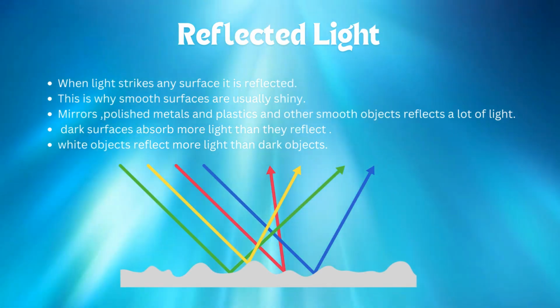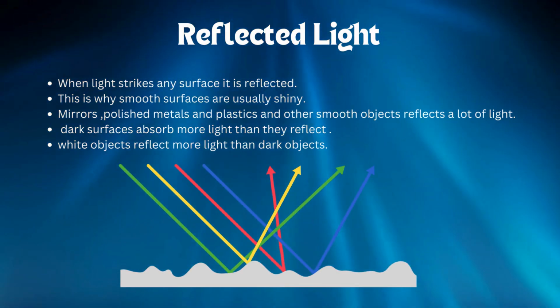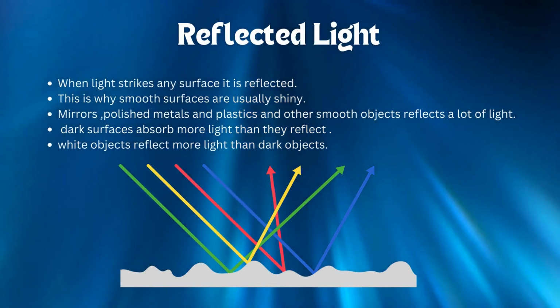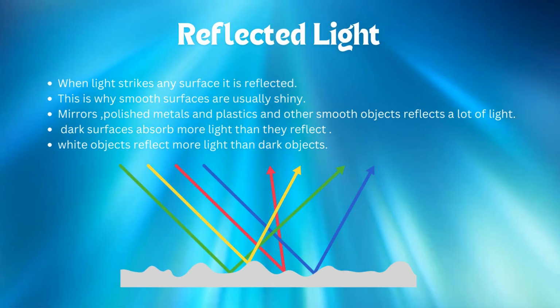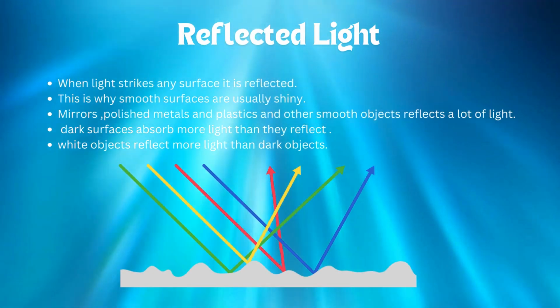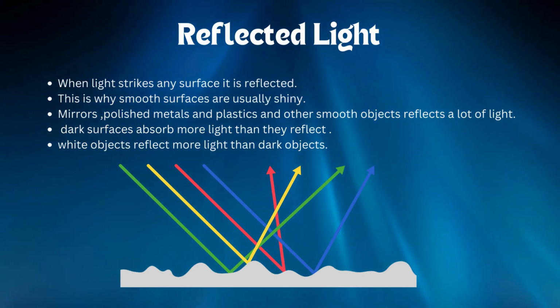Now, what about rough surfaces? Well, these surfaces are not as smooth, so when light hits them, it does not bounce off neatly. Instead, it scatters in all directions, and that's why they don't look as shiny. Dark surfaces absorb more light than they reflect. White objects reflect more light than dark objects. Okay?